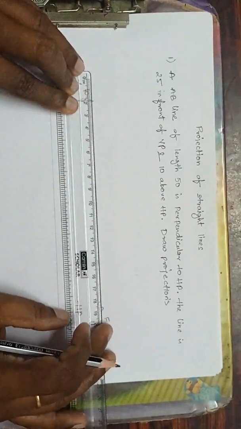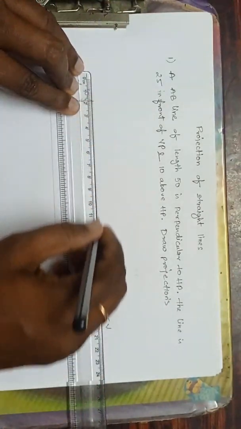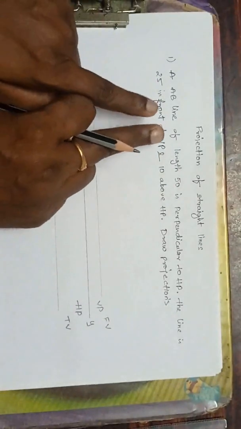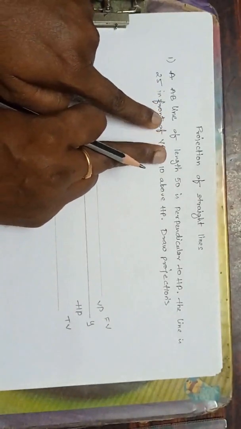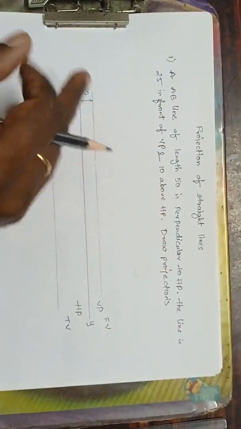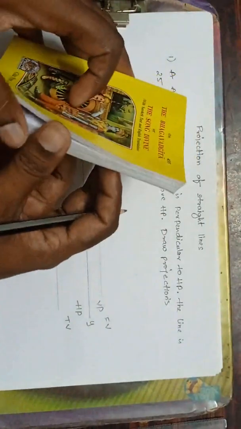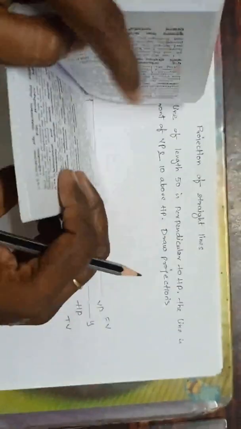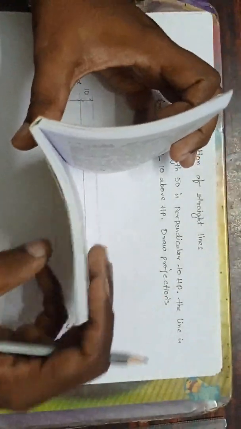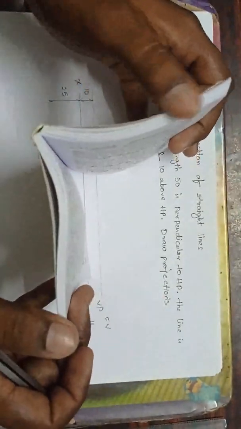So first thing, I have to draw the gaps. Right? I have drawn it. Now let me check the position of the line. The line is perpendicular to HP, he said. Now see here, I am assuming this is the first quadrant, like this. This is HP, this is VP.